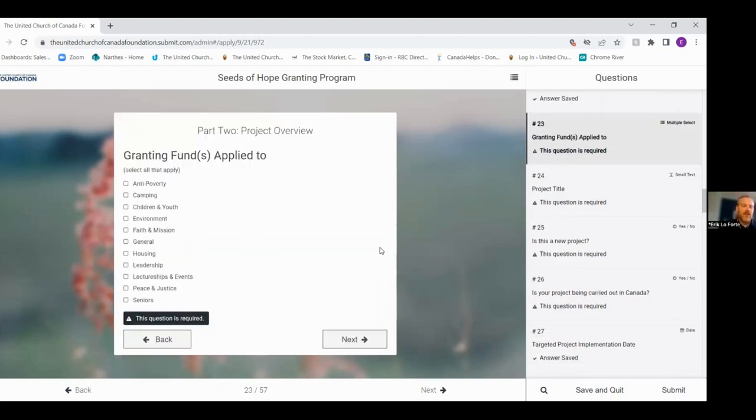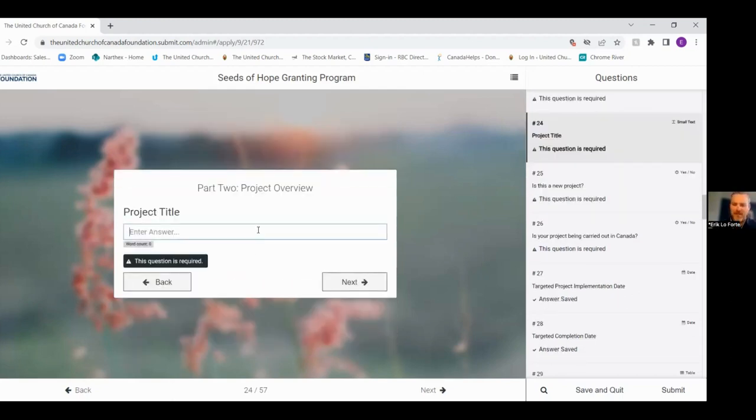What granting funds are you applying to? The Seeds of Hope granting program is made up of a series of long-term funds that all have different criteria and allow granting. So please select all that apply to your project. It might be that your project is only focusing on housing, for example, but it could be that you're focusing on housing and anti-poverty and there's children and youth. So click whatever applies, and that allows us to, again, get a full sense of what your project is trying to do, who it is benefiting, and what you are trying to get out there.